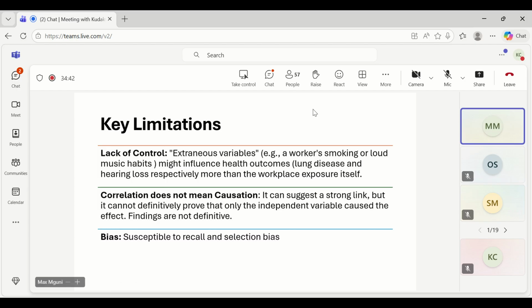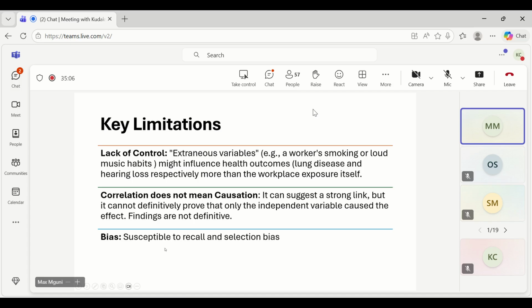Correlation does not mean causation. So I think I mentioned this before. It can suggest a strong link, but it cannot definitely prove that only the independent variable caused the effect, or caused the dependent variable. The findings are not definitive. So it's also susceptible to recall and selection bias, this ex post facto design.